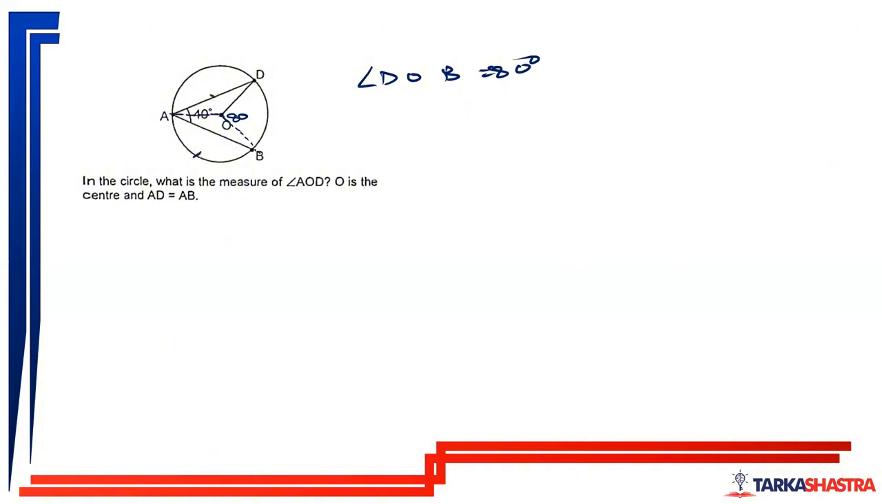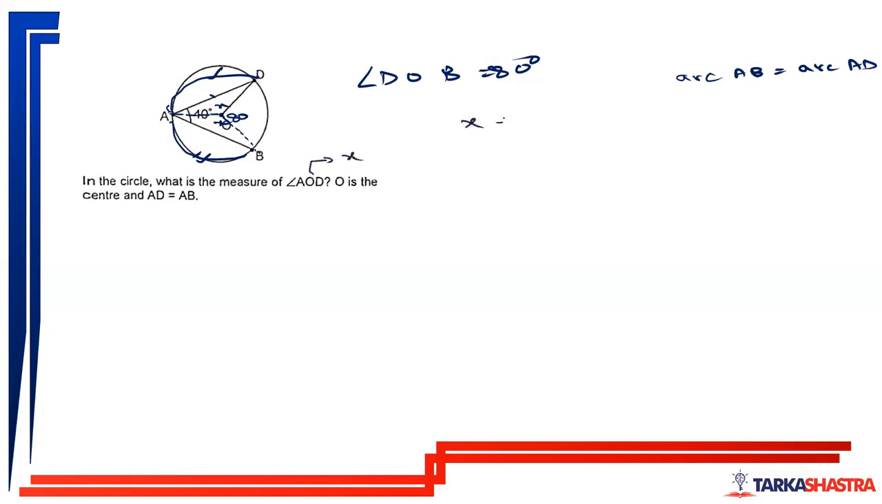AD is equal to AB means arc AD is equal to arc AB. Yes or no? Arc AB will be equal to arc AD, which means their central angles will also be equal. Equal arcs will make equal central angles. That is what they are asking us to find out: angle AOD, which is x.